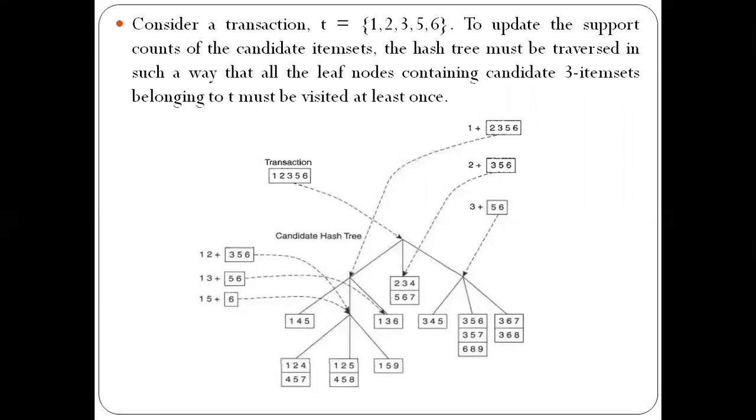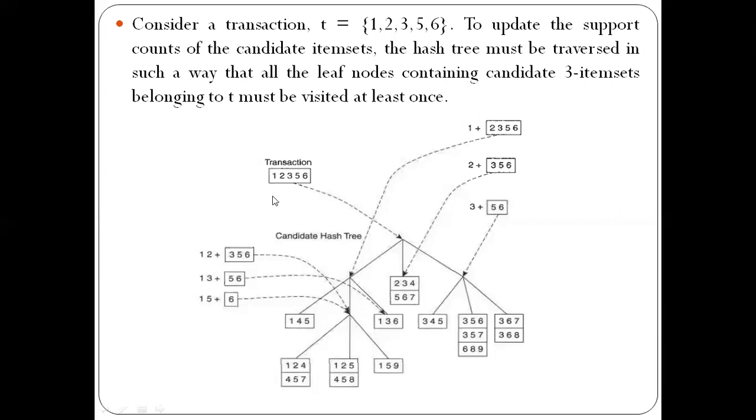This is the process that we follow in the hash tree, because we want to reduce the number of comparisons in the support counting process. That can be done only if we do support counting using the hash tree. In the hash tree, the candidate item sets will be present at the bottom, that is, at the leaf nodes of this tree.